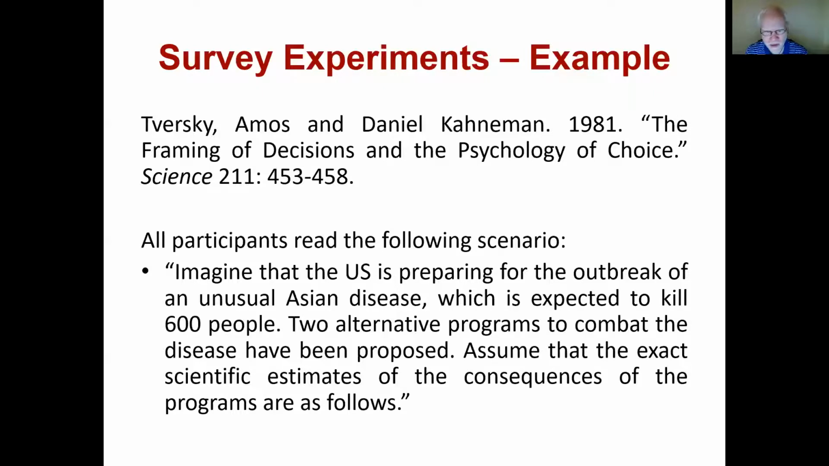So everybody reads this. Unfortunately, the use of "unusual Asian disease" was linguistically problematic. The study was published in 1981, and it was probably done earlier. Researchers probably now wouldn't have used "unusual Asian disease" as the language, particularly given current events. But everybody sees this: the disease is expected to kill 600 people, and they're given options for how society should proceed.